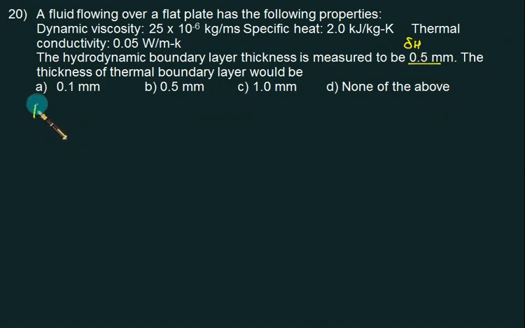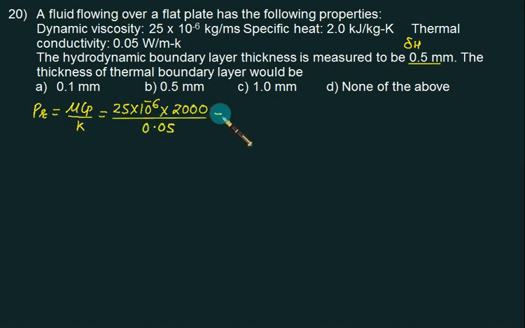We are given all properties and delta H is given to us. We have to calculate delta T. First of all, we'll calculate Prandtl number, mu Cp by K. Mu is 25 into 10 to the power minus 6, Cp is 2000 and thermal conductivity is 0.05. So this answer is 1. For Prandtl number equal to 1, delta H will be same as delta T. Choice B is correct.